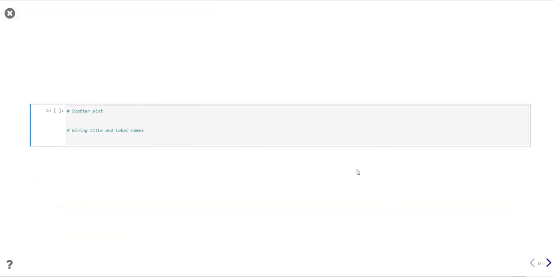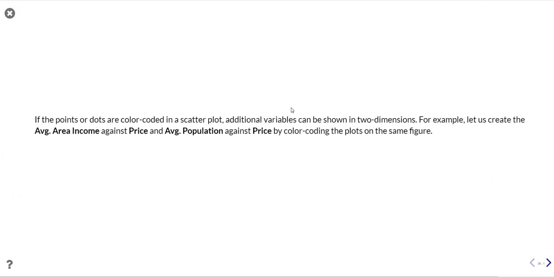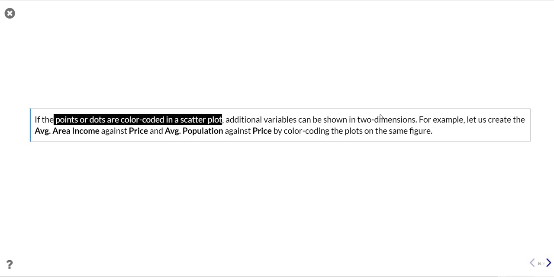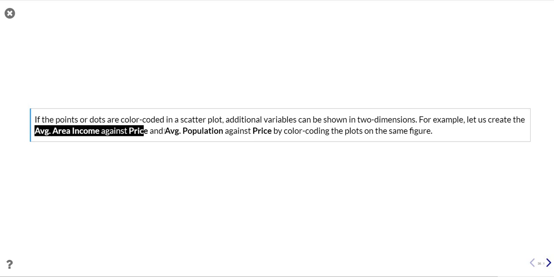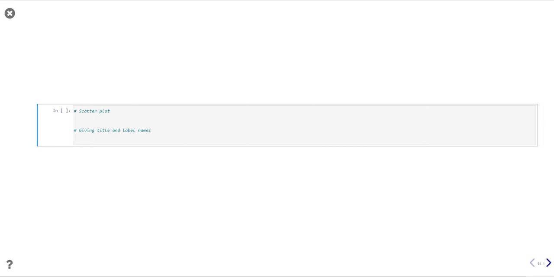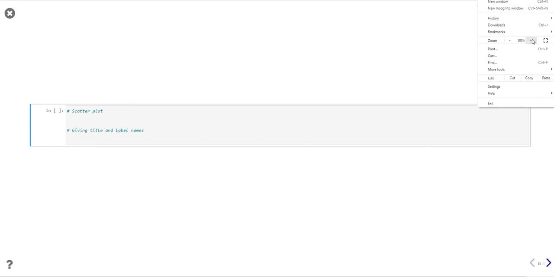Now what we described earlier is what if we try to plot two? If you do the points or dots color coded, then we can show more than one variable. So what we're going to do is show the average area income against price and also average area population against price by using color coding. So we can give some color code, right? So let's try to do that. Let me enlarge this.